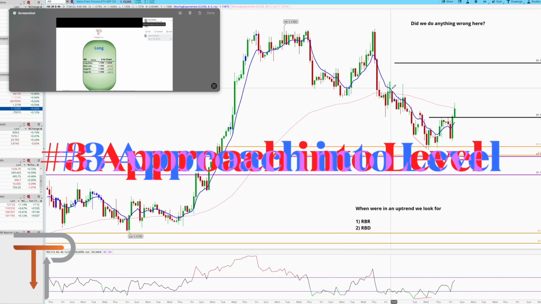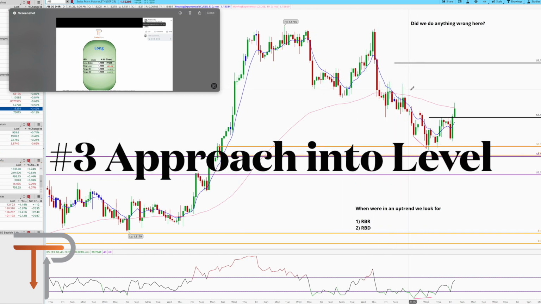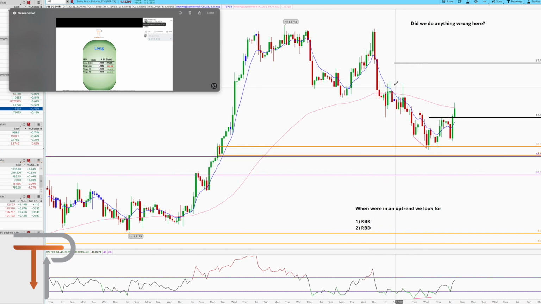B, the approach down into it is kind of stair-stepping into it, right? We have lower highs and lower lows coming in. It's not a straight shot in. I don't like catching falling knives, but I do like better approaches than this. So that's number 2.